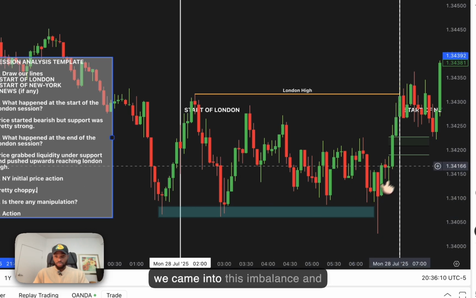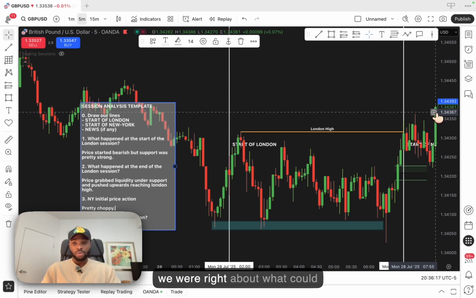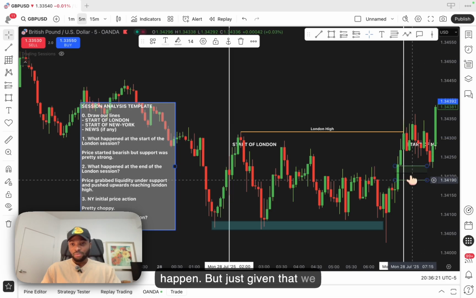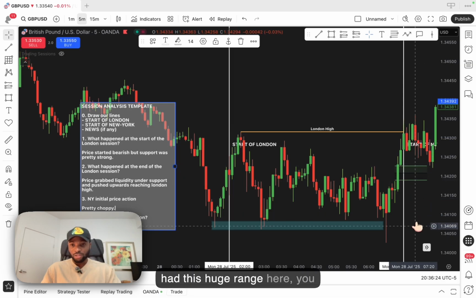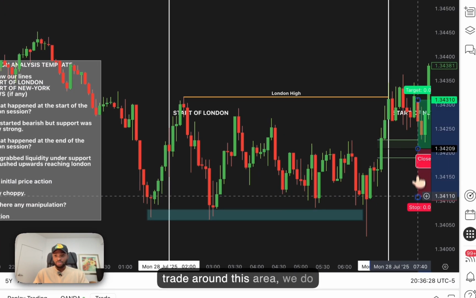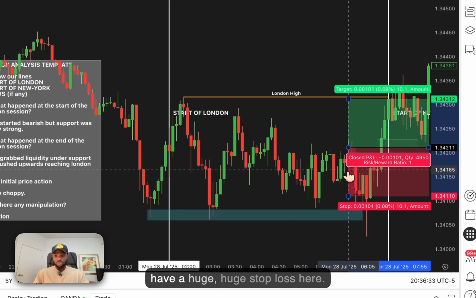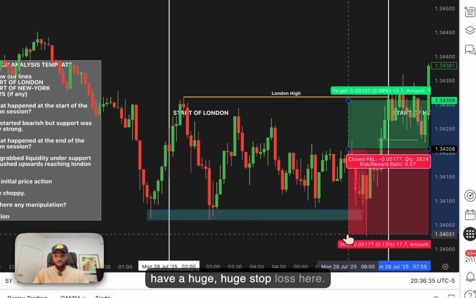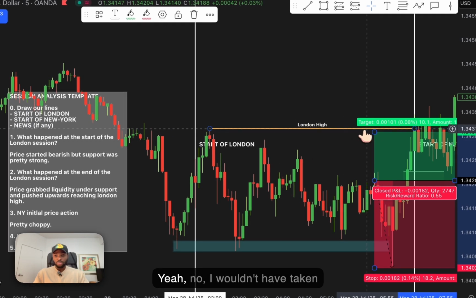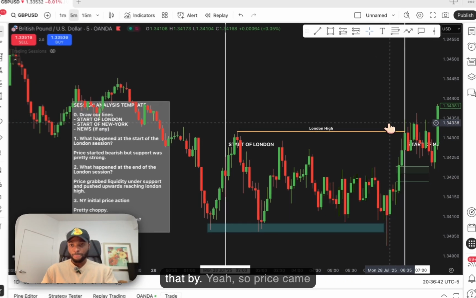Okay, so we came into this imbalance and pushed upwards. For now, we were right about what could happen, but given that we had this huge range here, if we were gonna place a trade around this area, we do have a huge stop loss here. Yeah, no, I wouldn't have taken that buy.